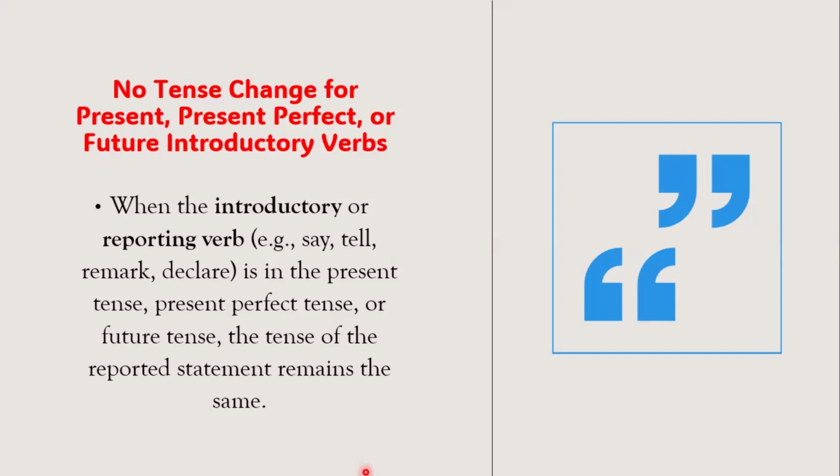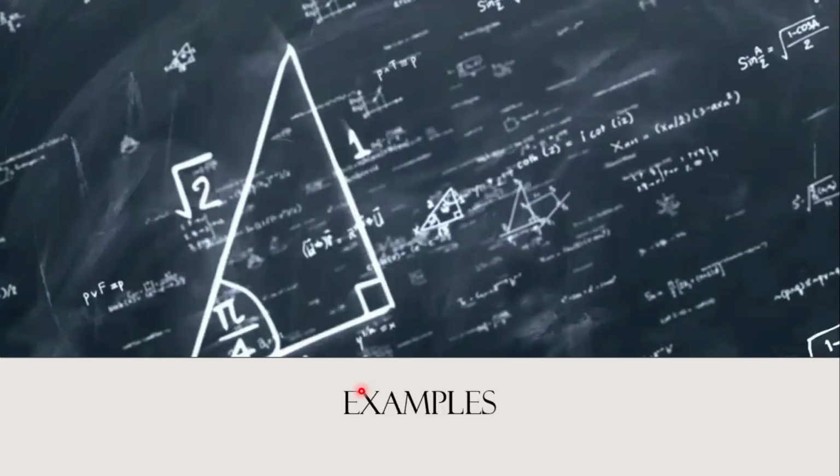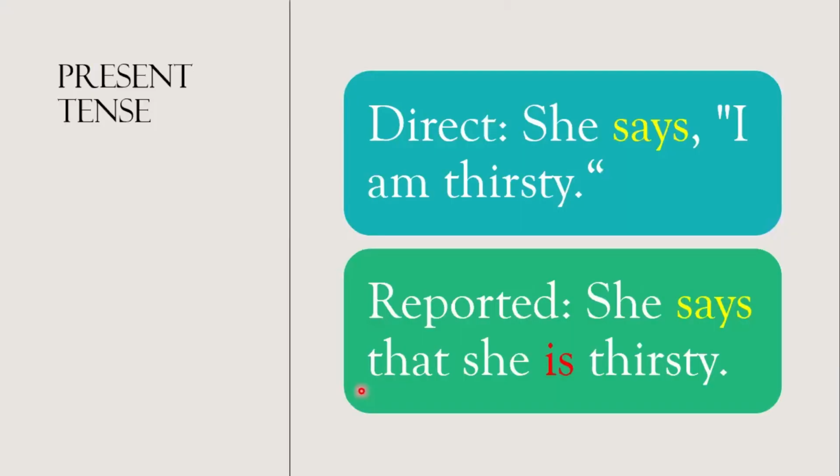When the reporting verb is in the present, present perfect, or future tense, we do not change the tense of the original sentence. When the introductory or the reporting verb, for example, he says, he tells, he remarks, he declares, is in the present tense, present perfect tense, or future tense, the tense of the reported statement remains the same. Let's look at some examples.